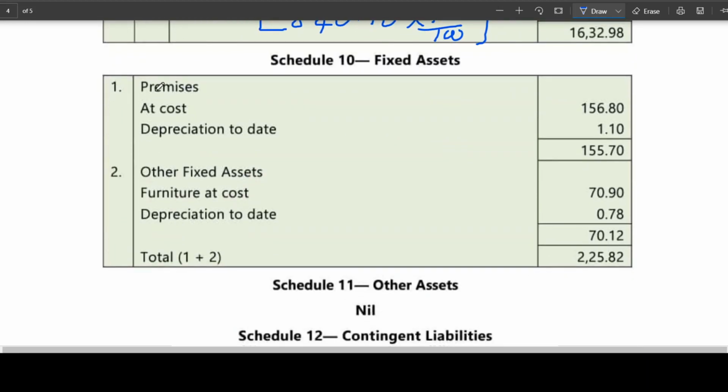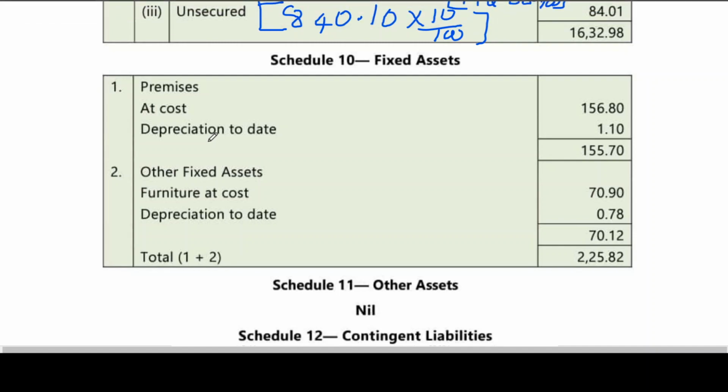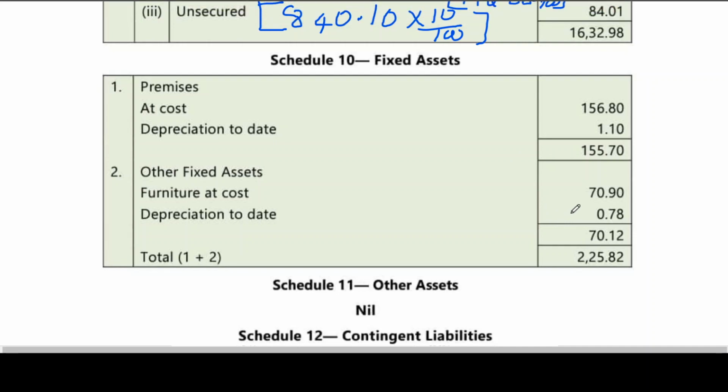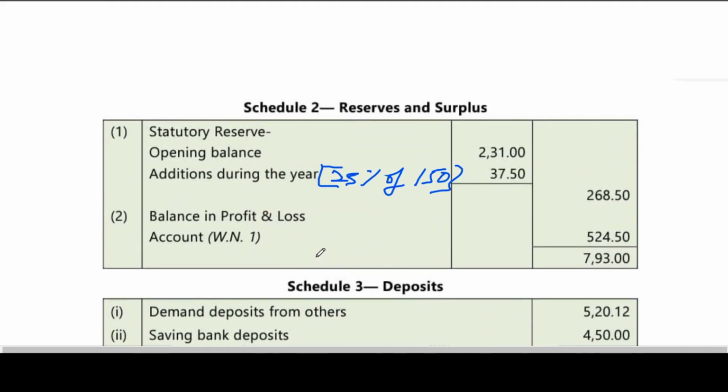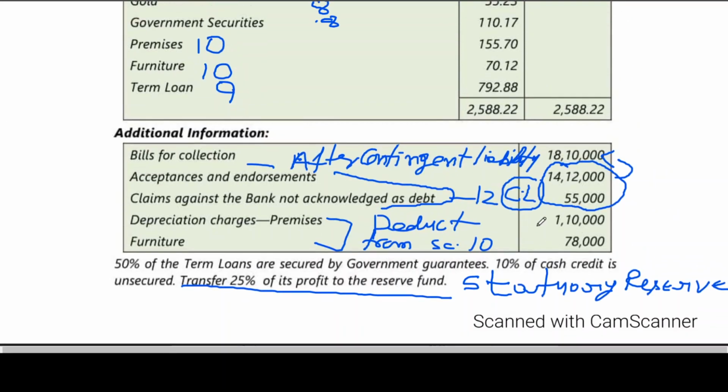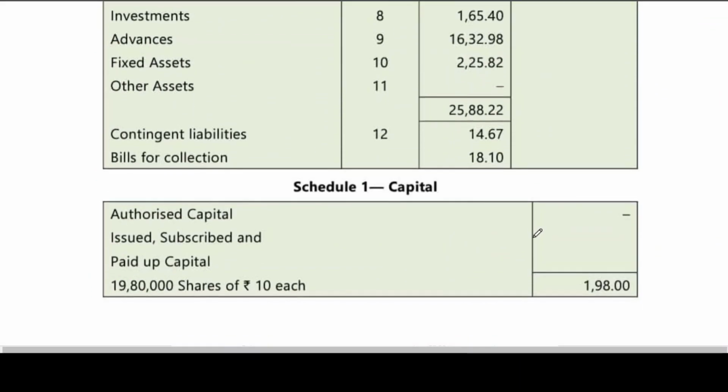Next, premises. Premises at cost, depreciation has been given in the problem, 1,10,000. So it is premises at cost 1,56,80,000 minus 1,10,000 depreciation. And furniture at cost 70 lakhs 90,000 minus 78,000. It has been given in the problem as an adjustment. I told you already, depreciation is to be provided on premises and on furniture. These two are to be deducted in schedule 10. Is this clear to all of you?